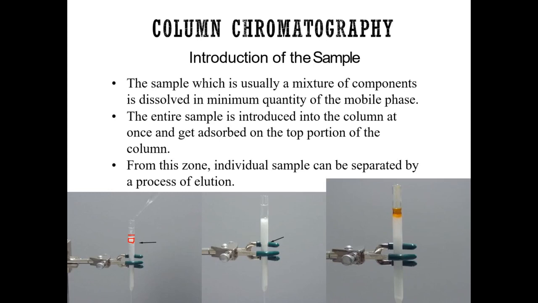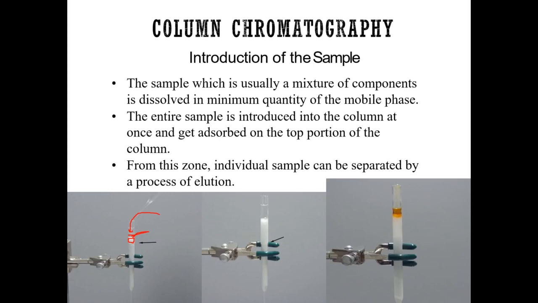The entire sample is introduced into the column at once and gets adsorbed on the top portion of the column. From this zone, individual samples can be separated by a process of elution. The mobile phase is continually supplied from the top of the column so that the mobile phase helps the samples move from top to bottom of the column.